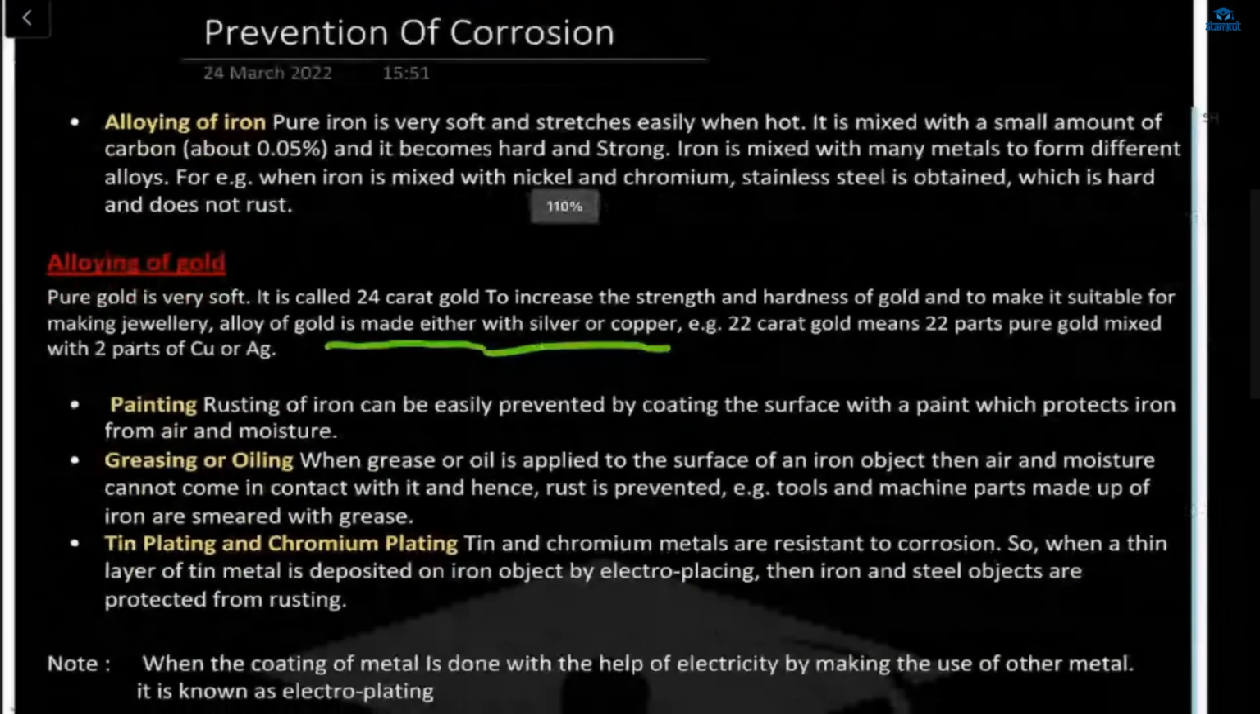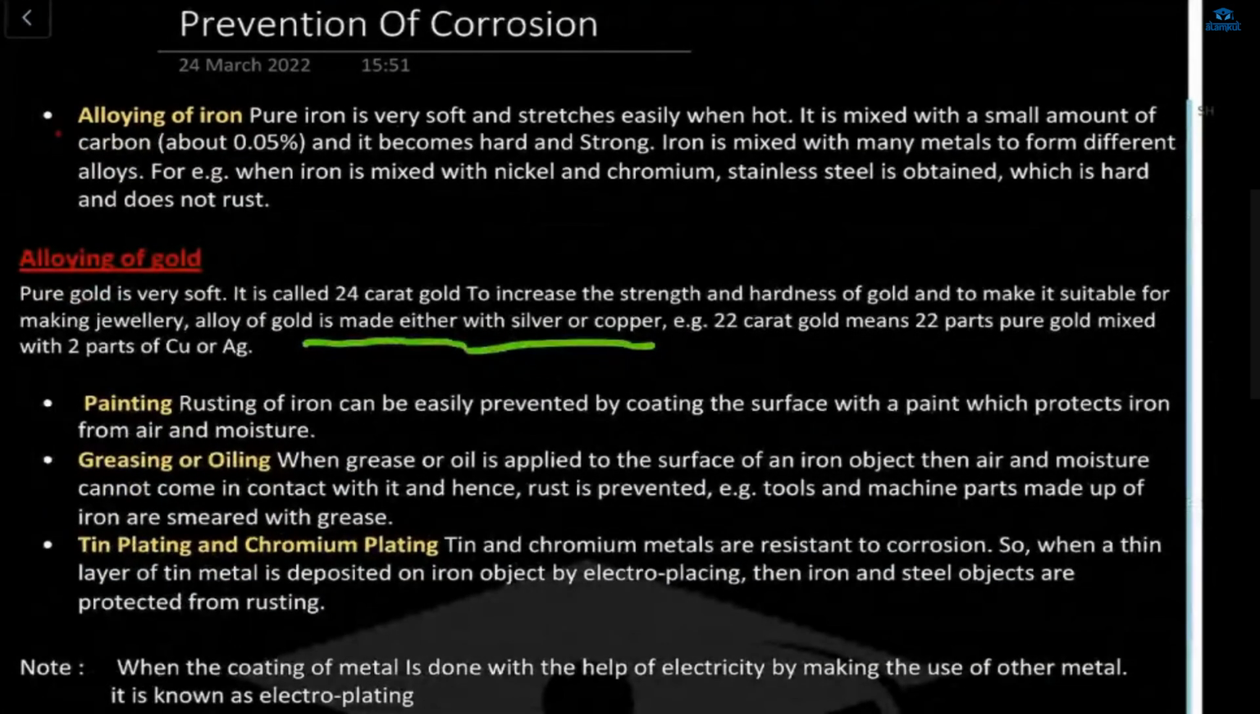Next is alloying of iron. So, what is alloying of iron? Alloying means the process of mixing a metal with a metal or with a non-metal. So for iron, what do we use? Pure iron is very soft and stretches easily when hot. So, when we heat iron, what will happen? It will become very soft and we can stretch it easily, right? So it is mixed with a small amount of carbon and it becomes hard and strong.